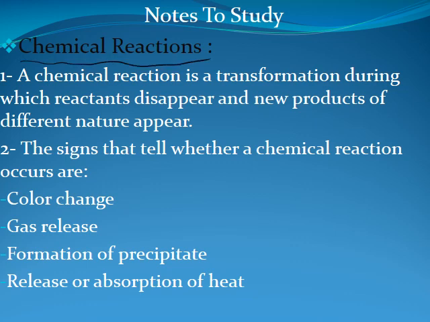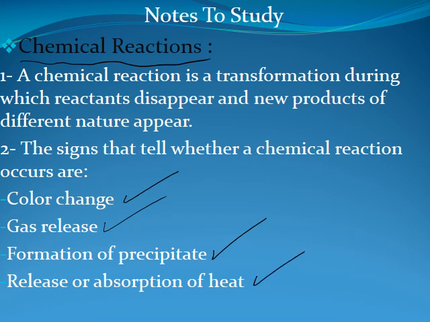So a chemical reaction is a transformation during which reactants disappear and new products of a different nature appear. What are the signs that tell you whether a chemical reaction occurs or not? Here are some of these signs. 1. Color change. 2. Gas release. 3. Formation of precipitate. And 4. Release or absorption of heat.